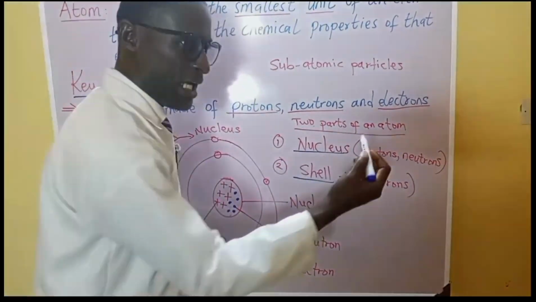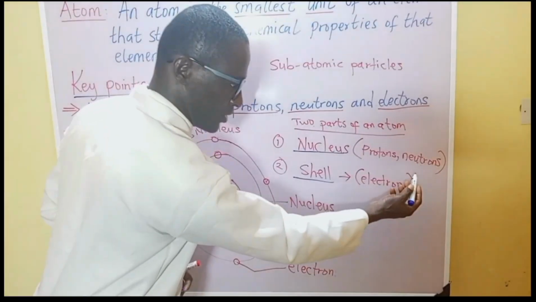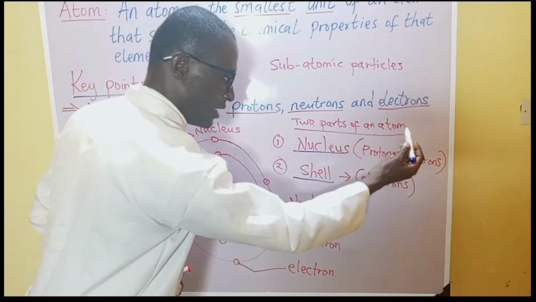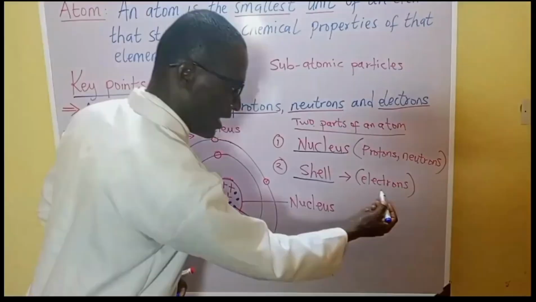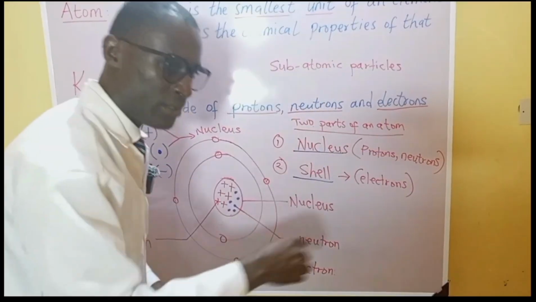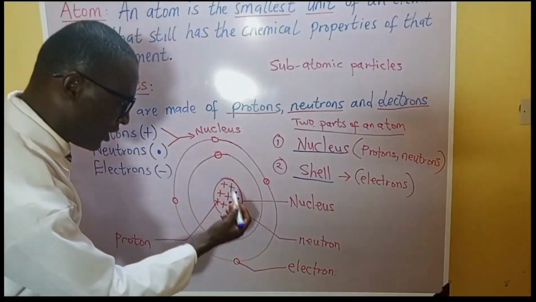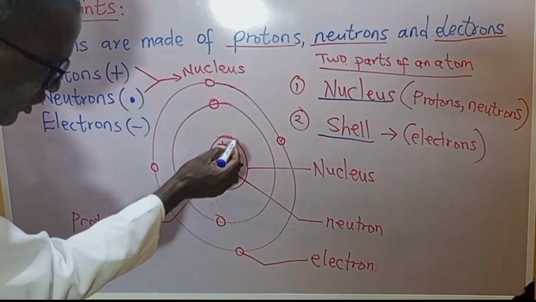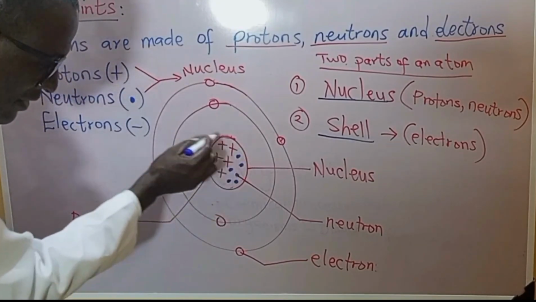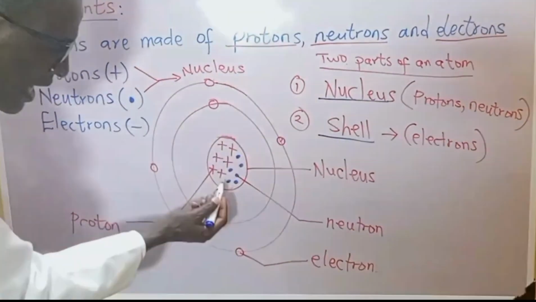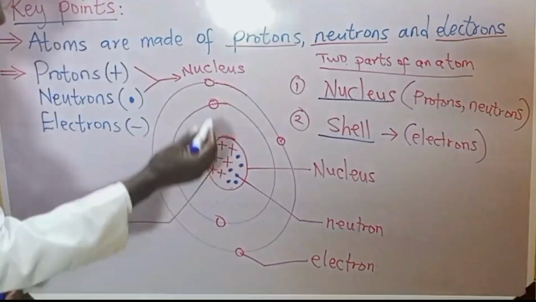In the nucleus of an atom, there are protons and there are neutrons. Take note of that: protons and neutrons. In the shell, we have the electrons. The electrons are revolving around the shell. This little illustration is showing us the nucleus. This is the center of the atom, and inside the nucleus are protons and neutrons.